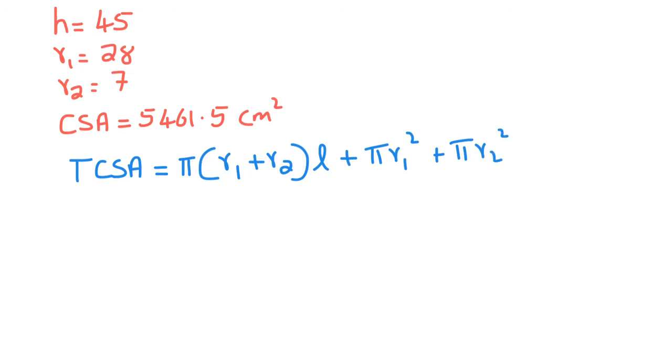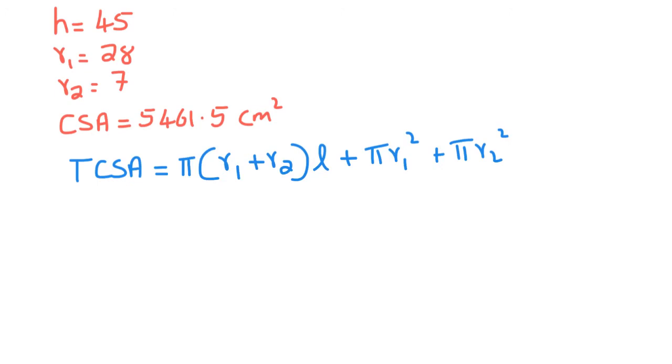But if you observe, pi (R1 plus R2) times L is nothing but the curved surface area. So I can plug in the value 5,461.5 for this, and for the rest we can easily do the substitution and do the problem. Let's try that out.